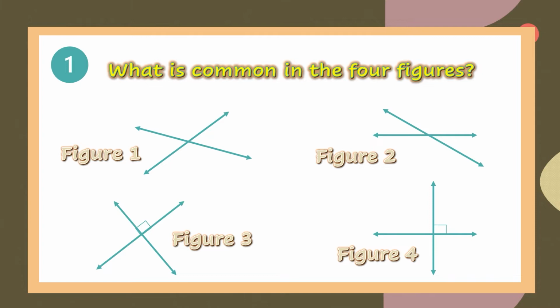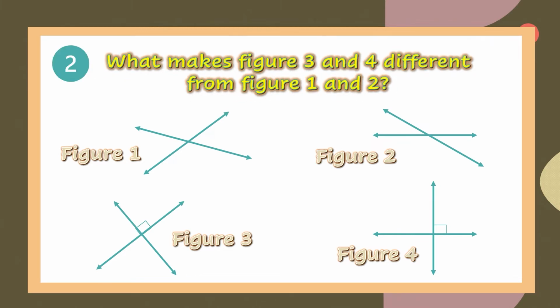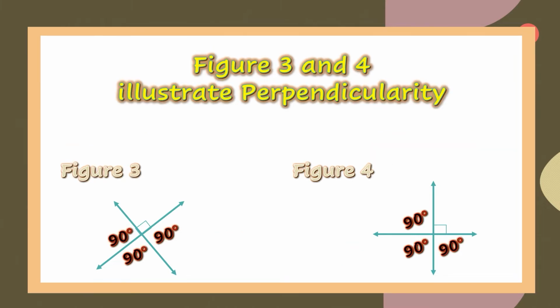Before we proceed with our discussion, let us first answer this activity. What is common in the four figures? Yes, each figure is composed of two lines which intersect each other. What makes figure 3 and 4 different from figure 1 and 2? That is right. Figure 3 and 4 illustrate perpendicularity. When we say perpendicularity, this means that the two lines intersect and form a 90-degree angle.